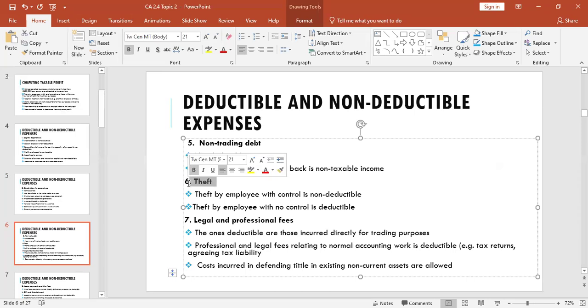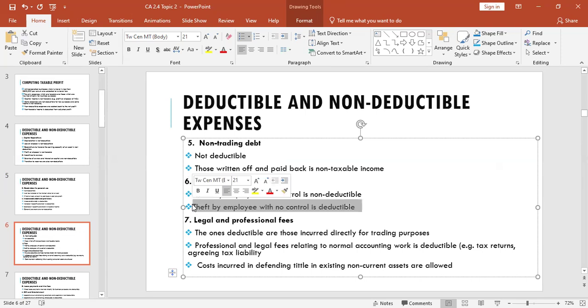So what if a director steals from the business? If a director steals, that's an employee with control in the business, that amount is non-deductible. So no matter how much or how small, so long as it's a person with control in the business who acted with dishonesty and stole money, that amount is non-deductible. But an employee who doesn't have control, an employee who is at the operational level, they're just following orders, they don't have any control.